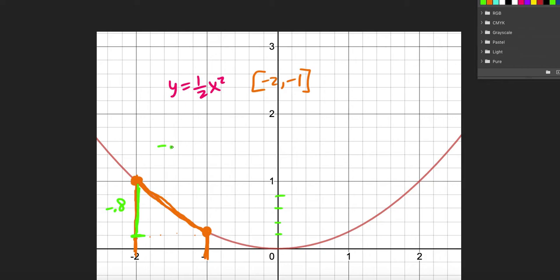So we get -0.8 divided by, and then we run 1. Because from -2 to -1 right here, we're going to go 1. And so if we go -0.8 divided by 1, that's just going to be -0.8. And that's our slope, or our average rate of change, just on that section.